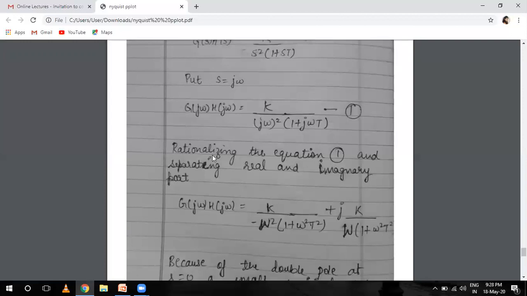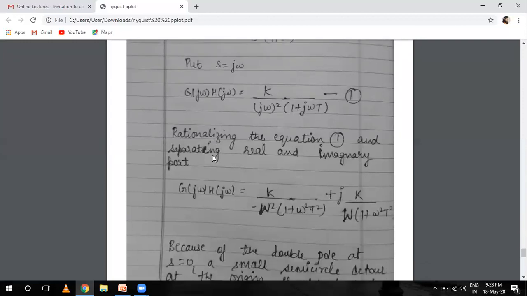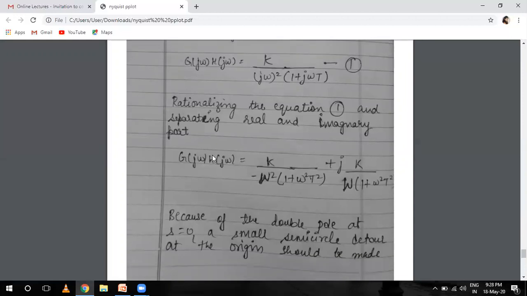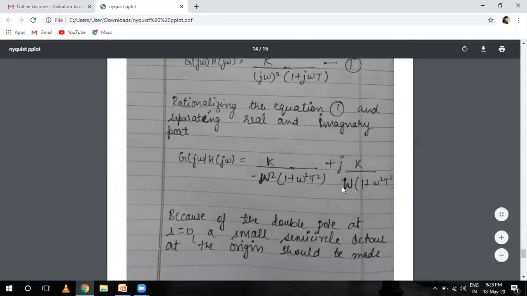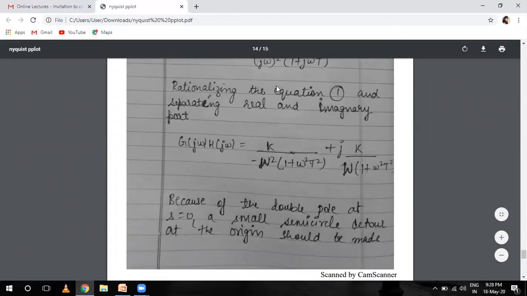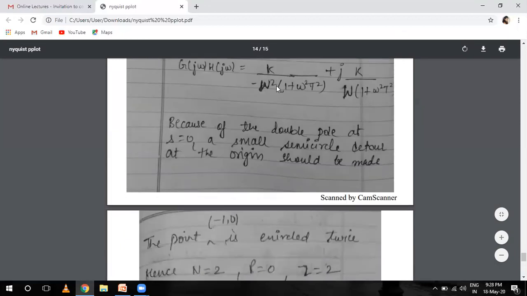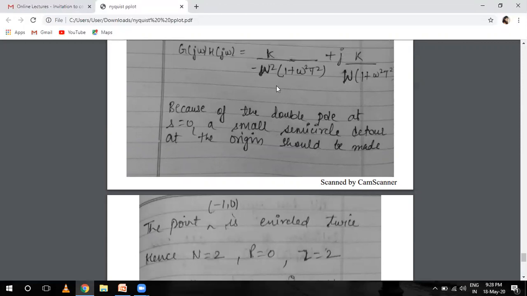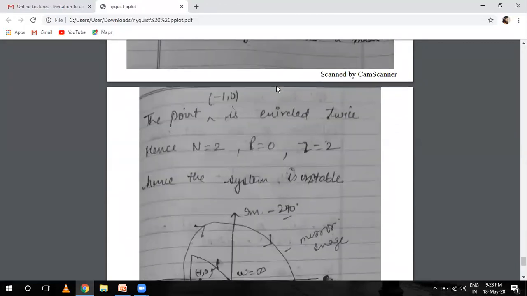Rationalize the equation and separate the real and imaginary parts. G(j omega) into H(j omega) is K upon this plus j into this. So this is your real part, this is your imaginary part. And you know in the denominator there is s square, the double pole at s equals to 0. So a small semicircle at the origin should be made, like that in this manner. I will show you in this picture.